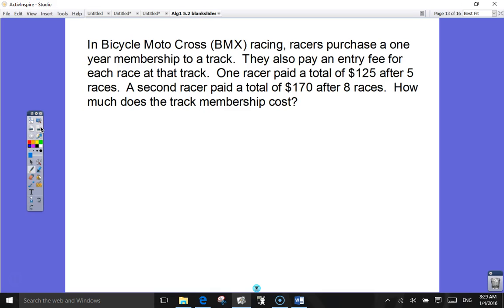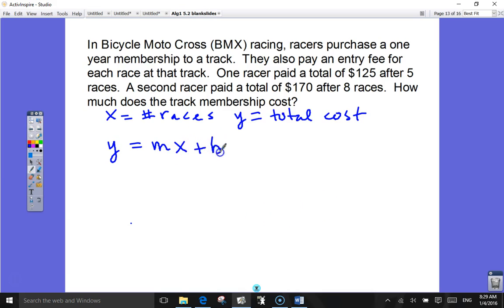The number of races, right? So usually when you do a word problem, you might start by saying X equals the number of races. Y equals the total cost. And that's going to tell us that there is understanding what we just did in this whole lesson. Y equals mx plus b is some kind of a linear equation, and then we're supposed to try to figure out what's the m and what's the b.